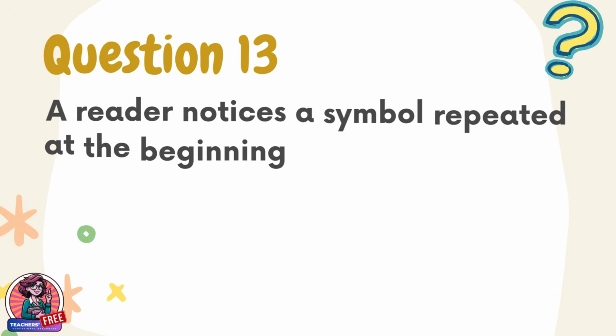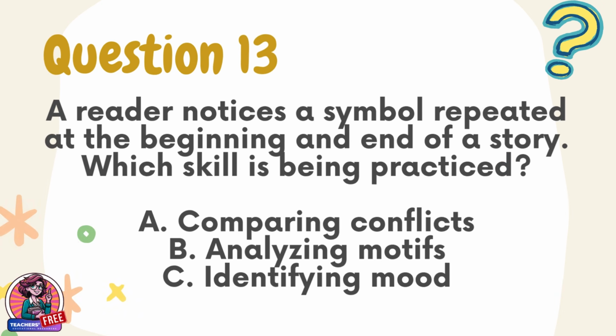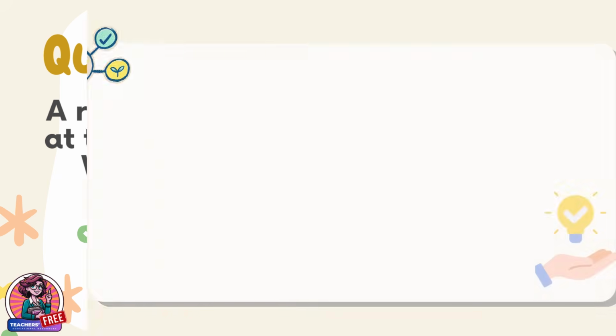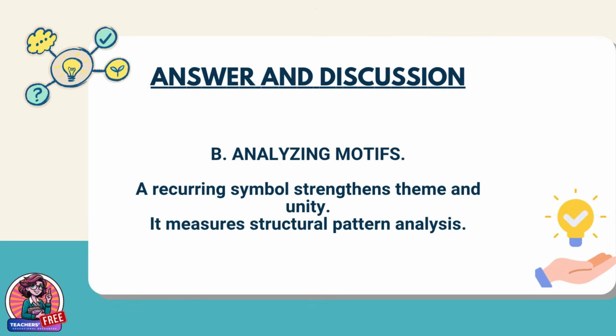Question 13. A reader notices a symbol repeated at the beginning and end of a story. Which skill is being practiced? A. Comparing conflicts. B. Analyzing motifs. C. Identifying mood. Answer. B. Analyzing motifs. A recurring symbol strengthens theme and unity. It measures structural pattern analysis.